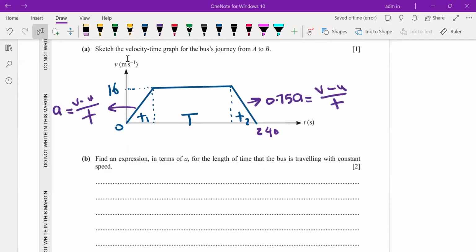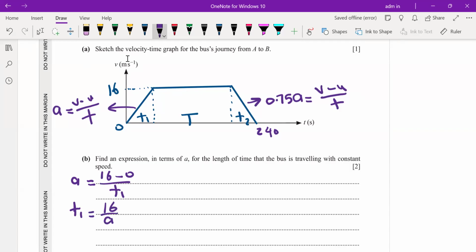Find an expression in terms of A for the length of time that the bus is traveling with constant speed. For the first part, you can find the time of acceleration. A is the final velocity 16 minus the initial velocity 0, over the duration time T1. By cross multiplication, T1 is 16 over A.